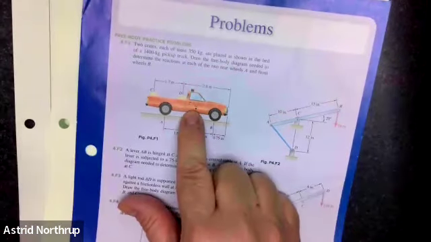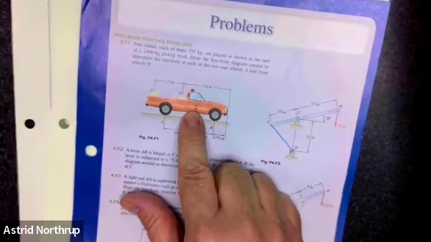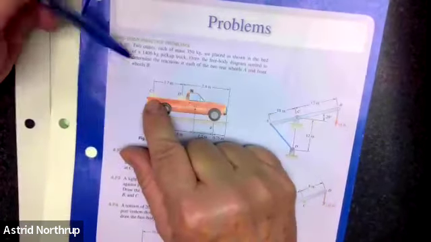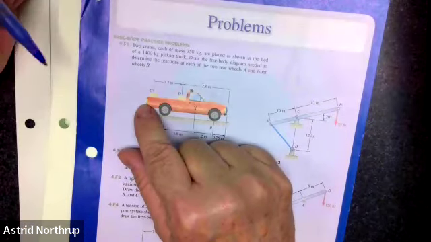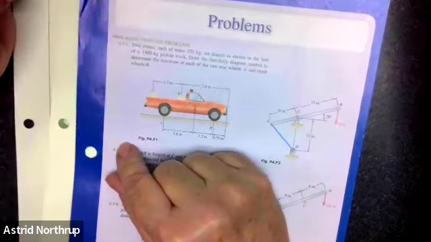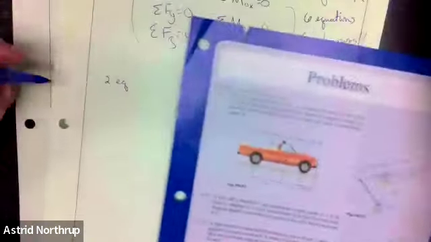But that is the point from which we can assume the entire weight of the pickup acts for purposes of analysis. So we have two crates, each with this, placed as shown in the bed of a 1,400 kilogram pickup. Draw the free body diagram needed to determine the reaction of each of the two rear wheels at A and front wheels at B. All right.